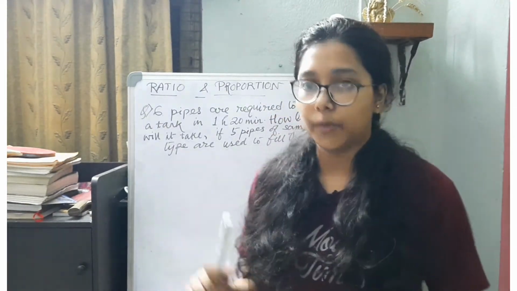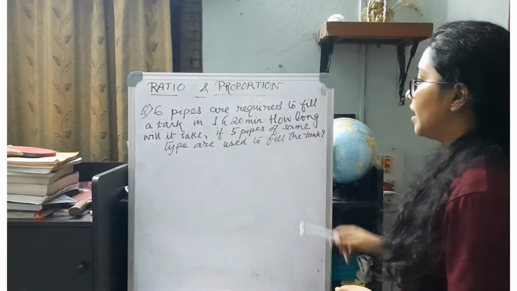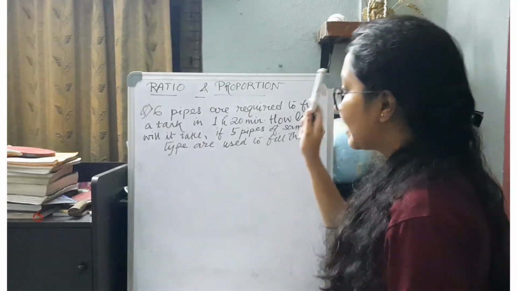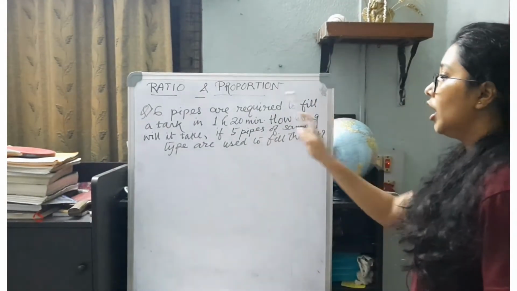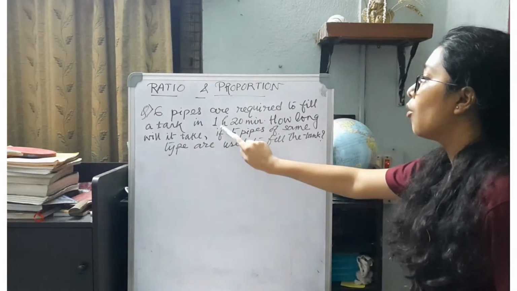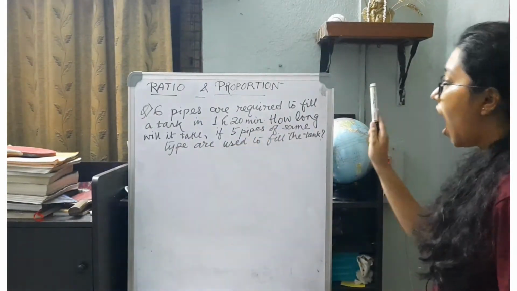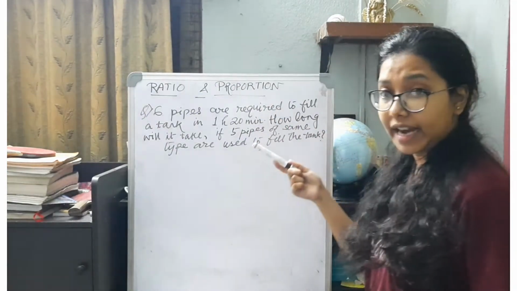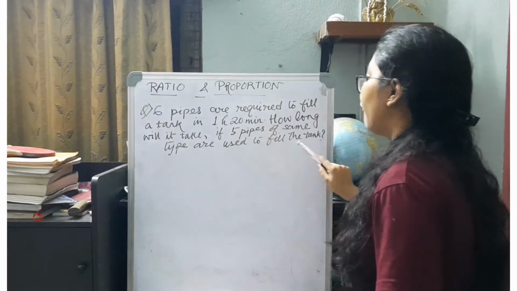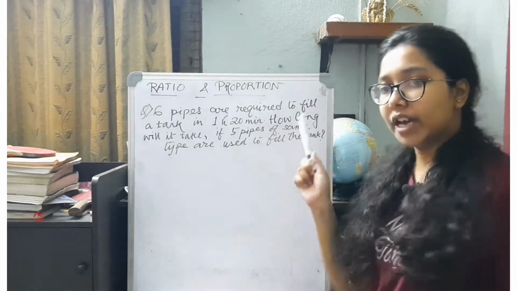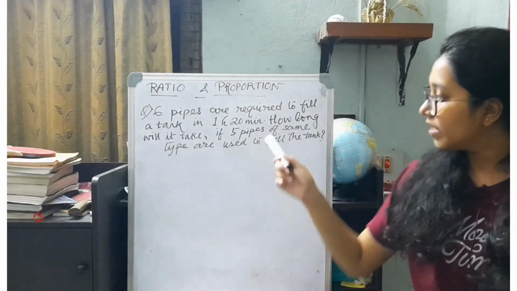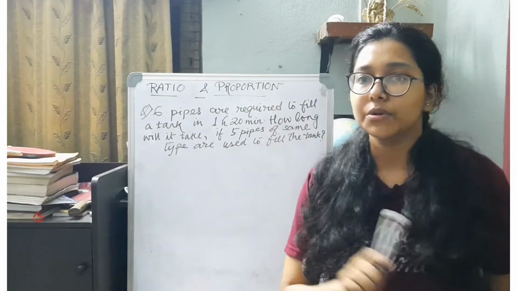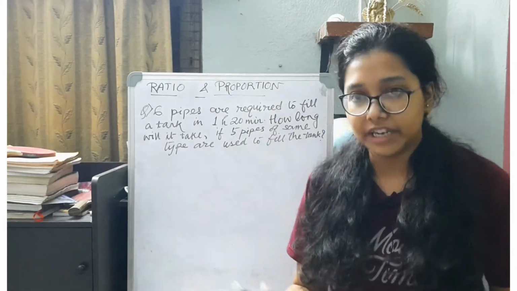So let's check the question out. As you can see, the question says that 6 pipes are required to fill a tank in 1 hour 20 minutes. How long will it take if 5 pipes of the same type are used to fill the tank? So you can pause the video, solve this question and then check it out along with me. That will be far more beneficial.